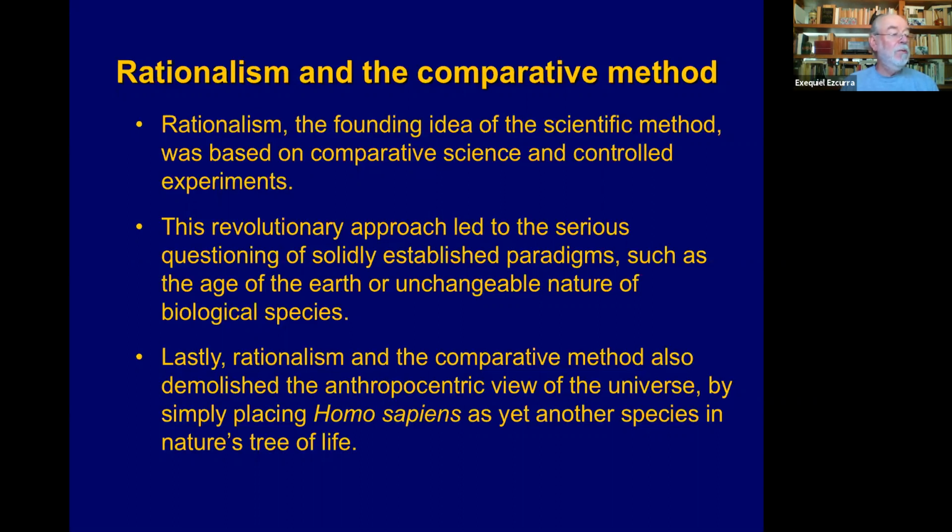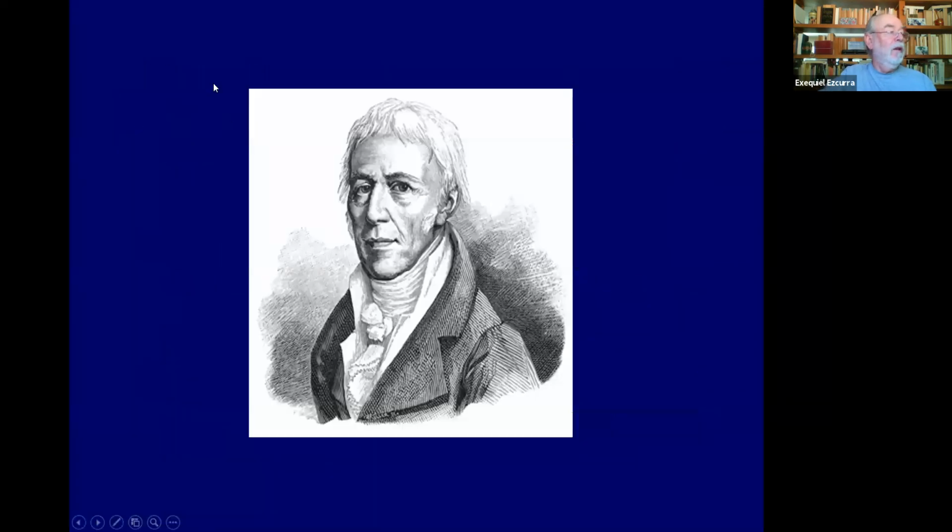Finally, rationalism and the comparative method also demolished the anthropocentric view of the universe, the idea that humans are different from the rest of creation, by simply placing Homo sapiens as yet another species in nature's tree of life.